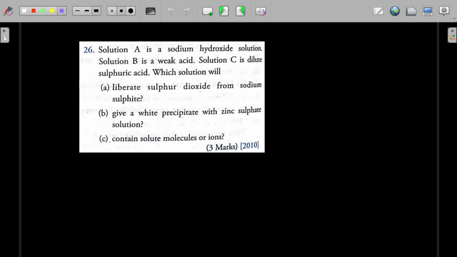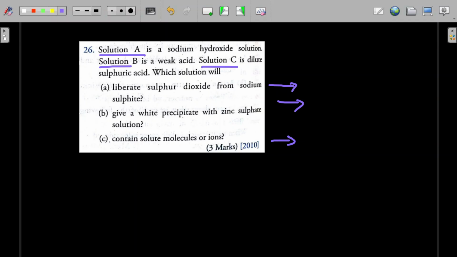This is a question based on your pH sometimes, or simply weak acid, strong acid. Solution A is a sodium hydroxide, B is a weak acid, C is dilute sulfuric acid. Which solution will? So when they give you solution A, solution B, solution C, only that you have to write as an answer. Don't write sodium hydroxide, weak acid, dilute sulfuric acid. You don't write that. Which solution? A, B or C.